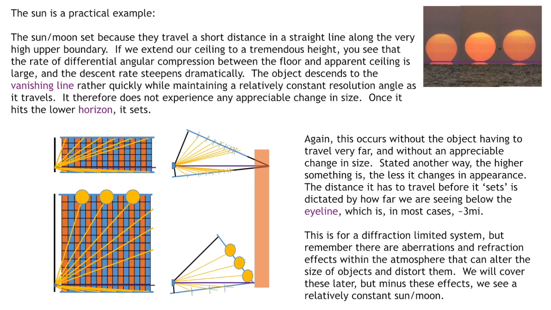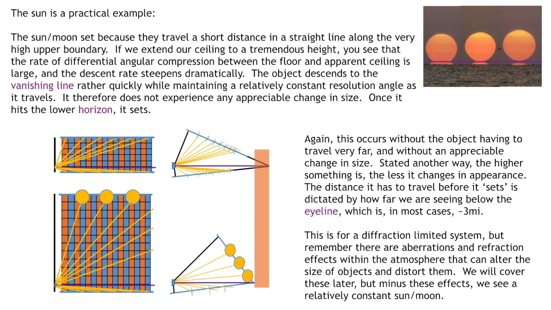So, as you probably have guessed, the sun is a practical example of this. The sun and moon set because they travel a short distance in a straight line along the very high upper boundary. If we extend our ceiling to a tremendous height, you see that the rate of differential angular compression between the floor and the apparent ceiling is large, and the descent rate steepens dramatically. So the object descends to the vanishing line rather quickly while maintaining a relatively constant resolution angle as it travels. It therefore does not experience an appreciable change in size.